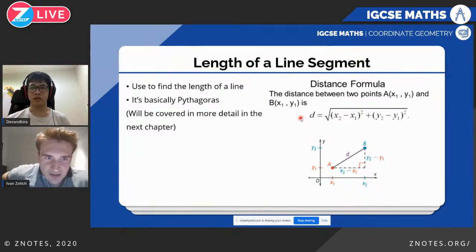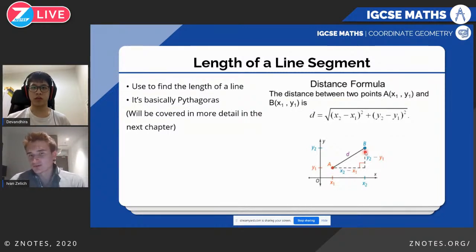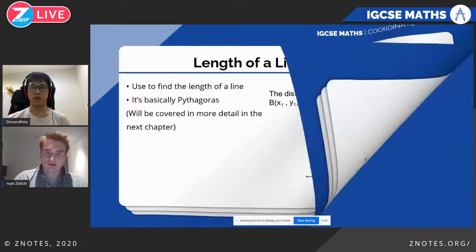Okay, and we also have the length of a line segment. This is Pythagoras, basically, in a nutshell. When you have 2 points, you can draw a little triangle like this. If it's this high, y2 from the origin, and y1 from the origin, then the difference is y2 minus y1. Similarly, this length is x2 minus x1. Then you can just square them and use Pythagoras to find what d is. We'll be using this quite a bit in the next few questions that we'll see.